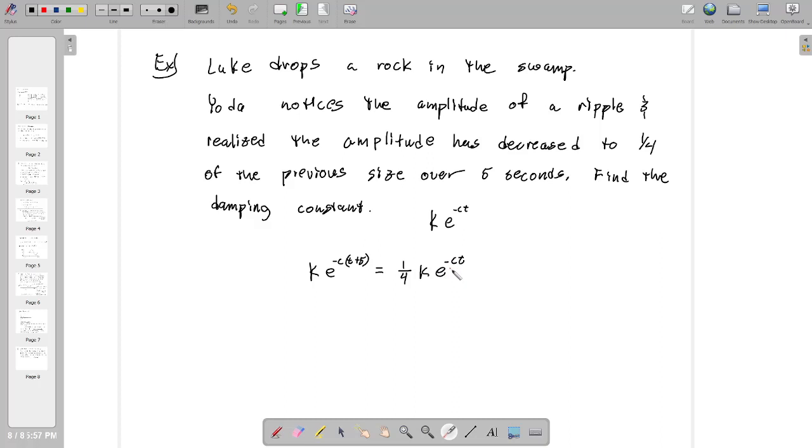Now all we need to do is solve for c. It's pretty easy because all you do is divide by k, it cancels out. Then we have e to the negative ct minus 5c is equal to 1/4 e to the negative ct. Now if you don't remember, there's a property: a to the b plus c is equal to a to the b times a to the c. Usually we go from this side to this side because we're adding exponents when we have a similar base. But this time I'm going to do the opposite.